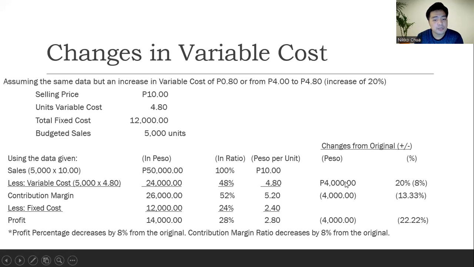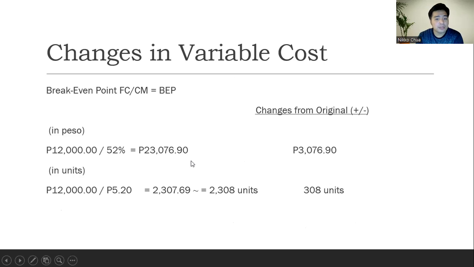So here's the changes from the original. In peso, nag-increase po tayo ng 4,000, pero sa contribution margin, nag-decrease tayo ng 4,000. So there is an increase of 20% from the original. So then dito po sa contribution margin, nag-decrease po tayo ng 13.33%. And sa profit naman po, nag-decrease rin tayo ng 4,000 and 22.22%.